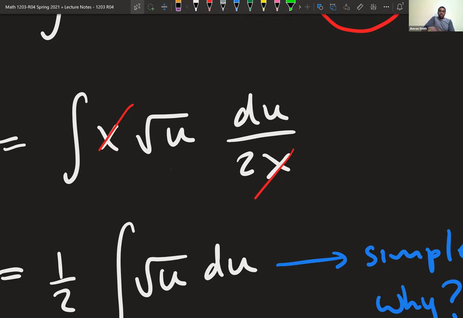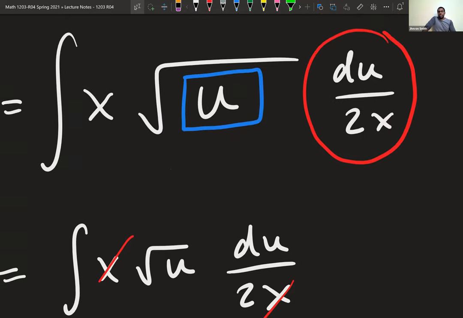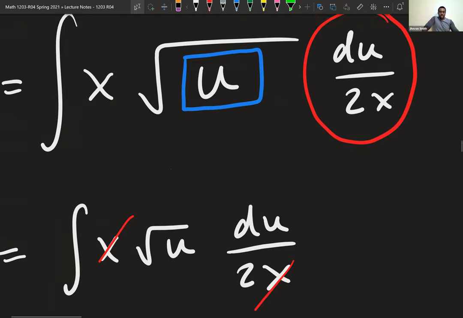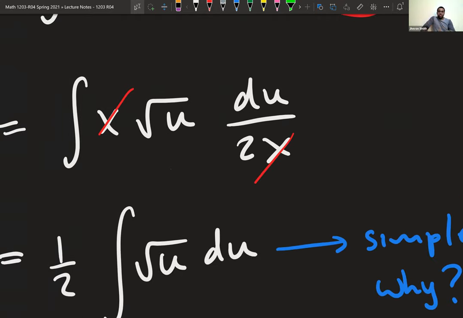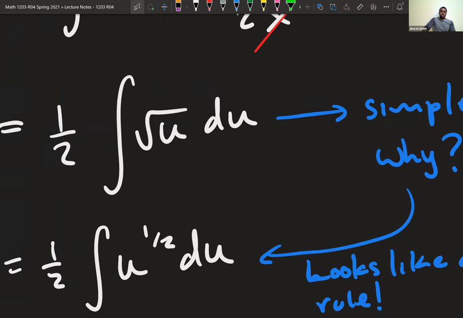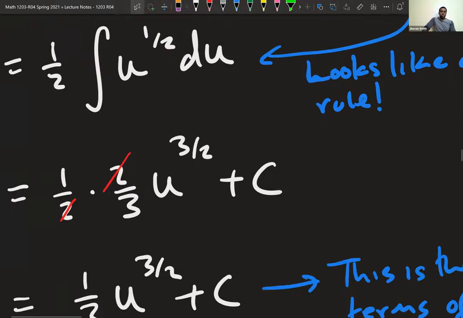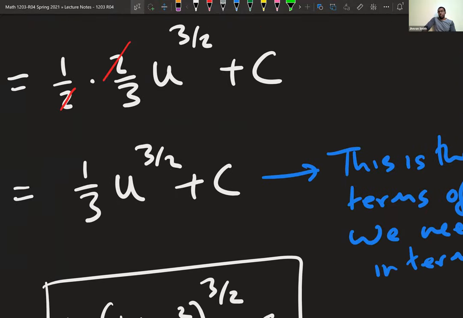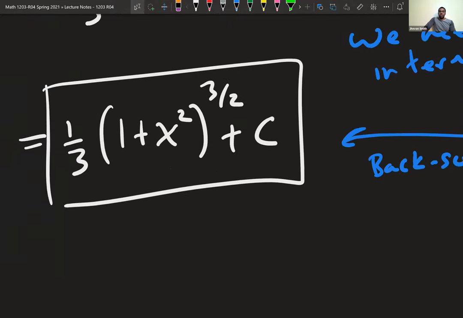The reason why we needed the derivative as a part of the du is so that now the extra x's will cancel, right? So I replace the u and I replace the dx. There was an x left over, but replacing the dx gave me an extra x to cancel that guy, which always happens whenever the derivative is in the du. And we end up with a much simpler integral, which looks like a basic rule, which we now know how to find the antiderivative of, which now we can put in the original variable by back substitution.